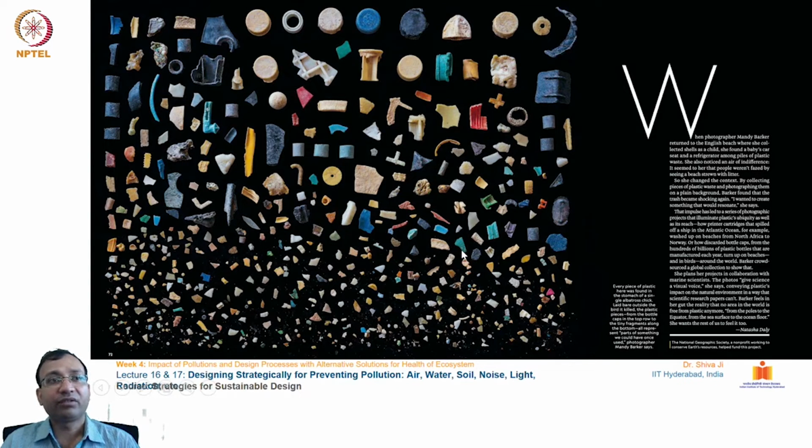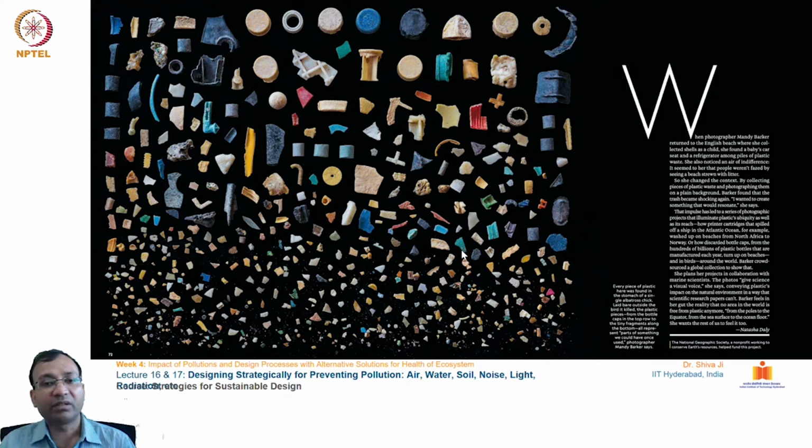Okay, if you can see this image, these are actually pieces of plastic waste, and you can easily identify most of these from everyday objects we use in our daily life. Every piece of plastic here was found in the stomach of a single albatross chick. These are not random pieces of plastic collected from some dump yard, but pieces found inside the stomach of an albatross, a bird.